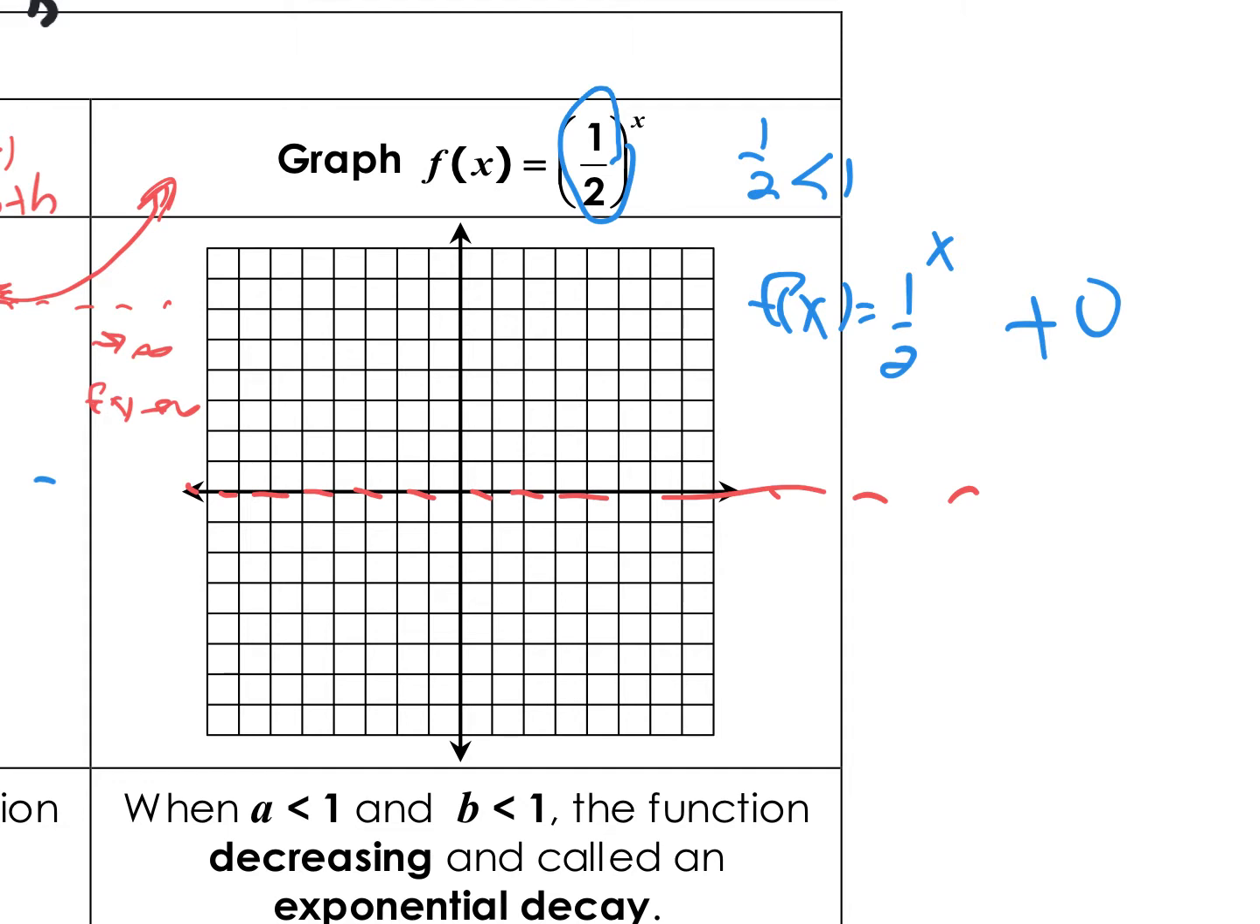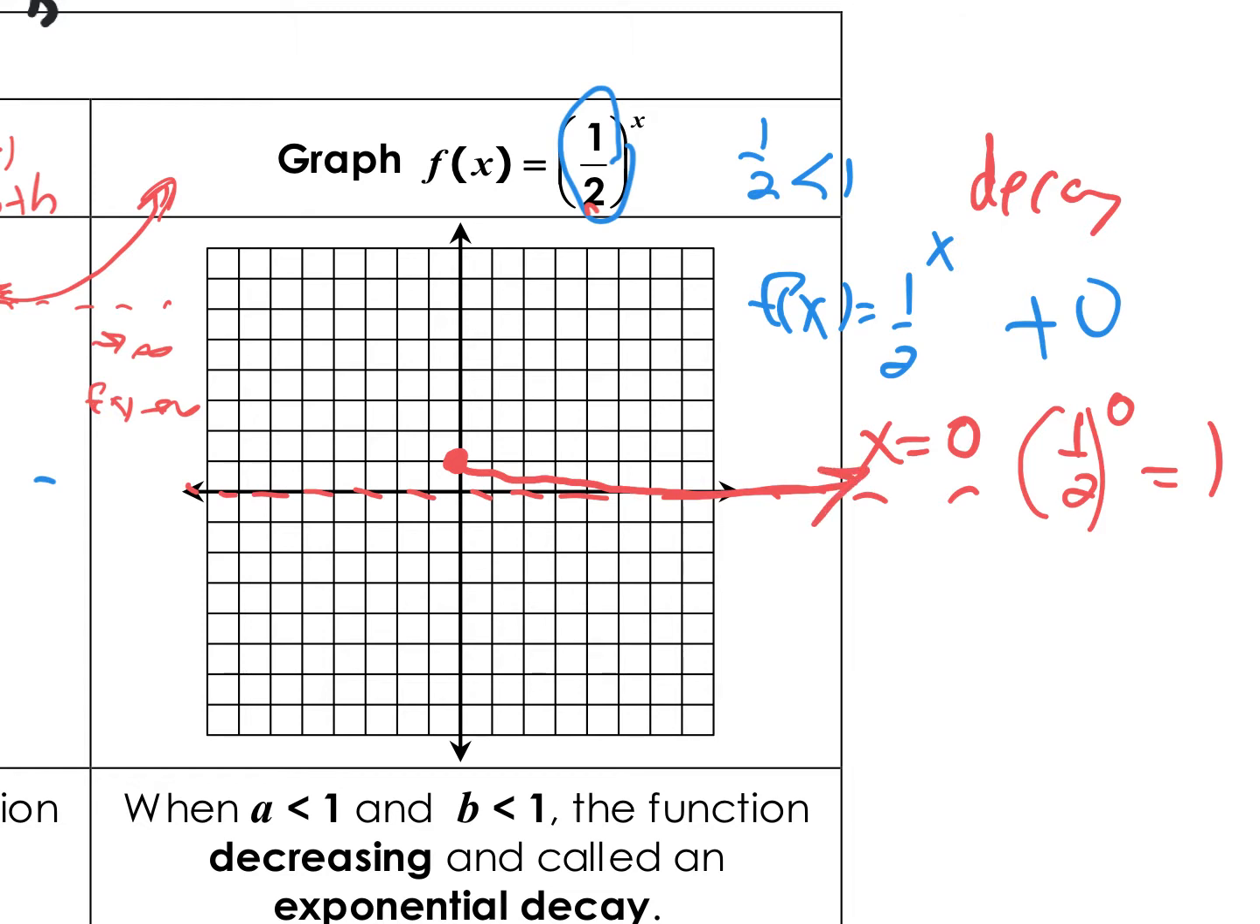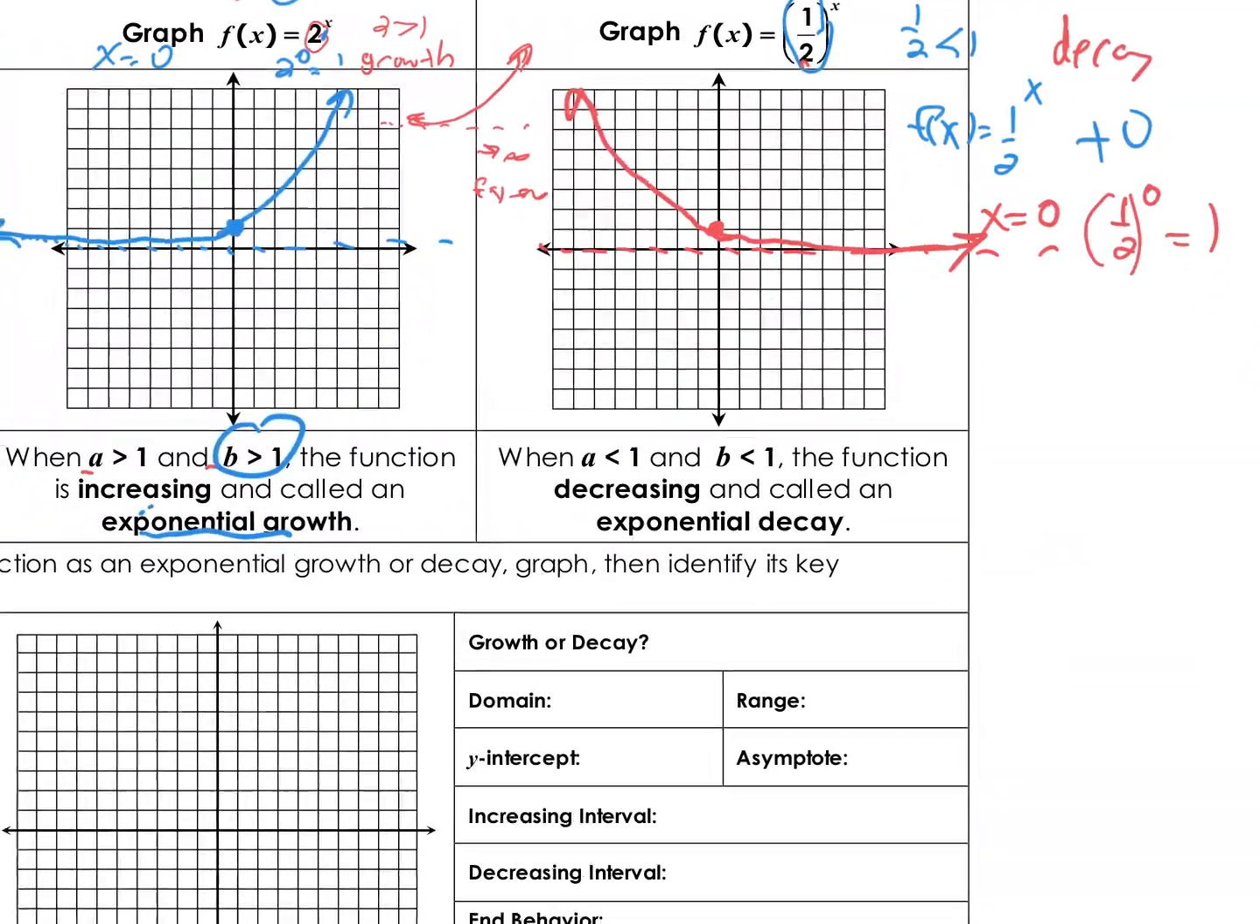And if I plug in x equals 0 again to see what happens, I get 1/2 to the 0 power, and anything to the 0 power is still 1. So I also have an ordered pair at 0, 1. But it's a decay. Decay means that as I go to the right forever, it's getting lower and lower and lower. But to the left forever and ever, it's going to go up. So that's a good generic graph.